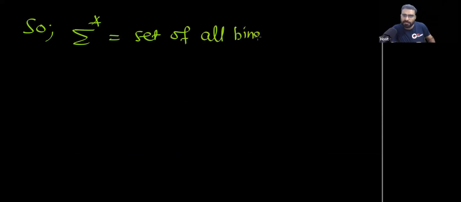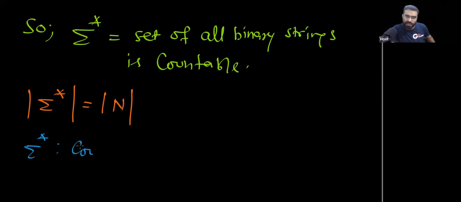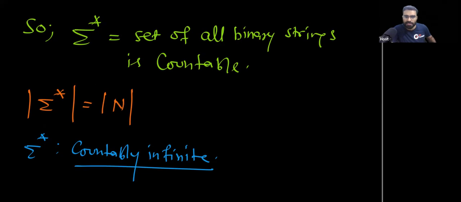Is this clear? So remember, this sigma star, which is the set of all binary strings, is countable. Very simple proof. Like this, you can create a bijection between sigma star and the set of natural numbers. So the cardinality of sigma star is the same as the cardinality of the set of natural numbers. So I can say this sigma star is countably infinite. I hope you understood this proof.